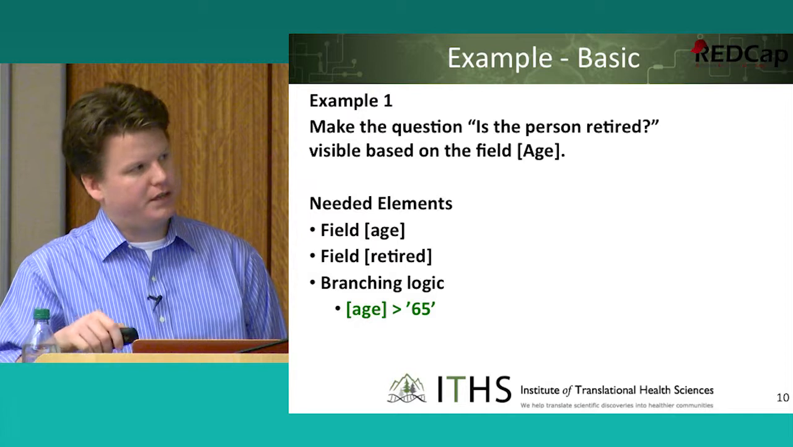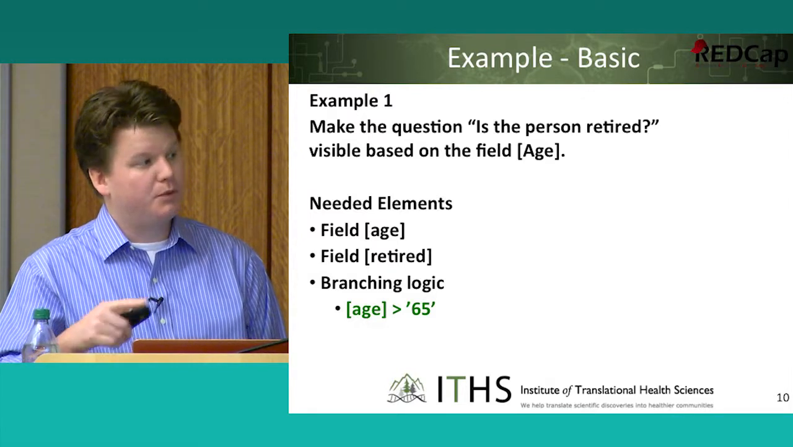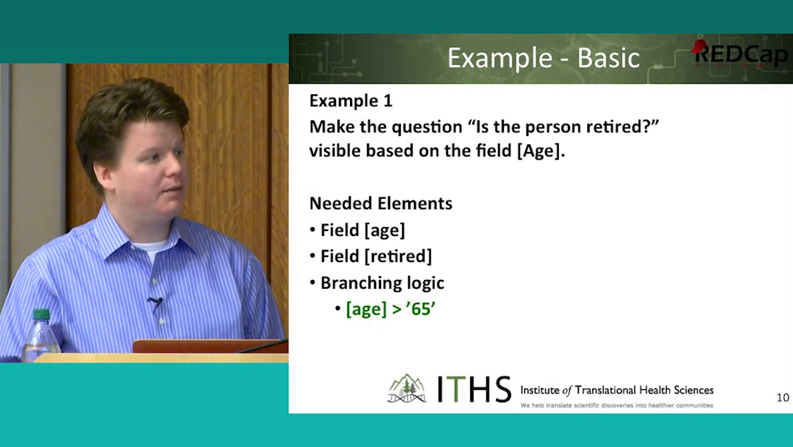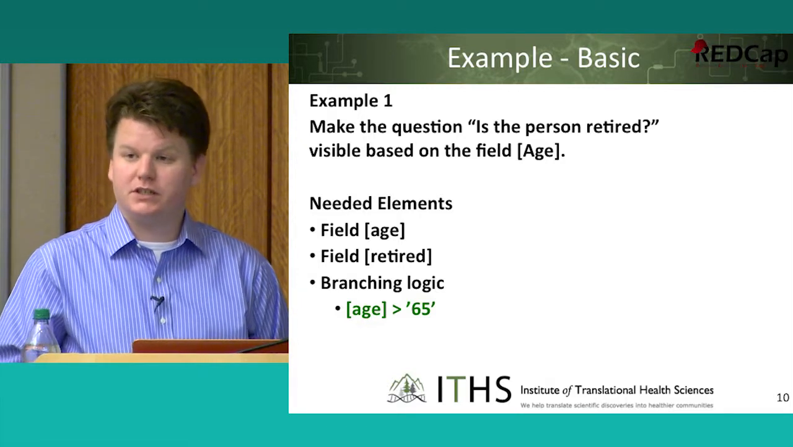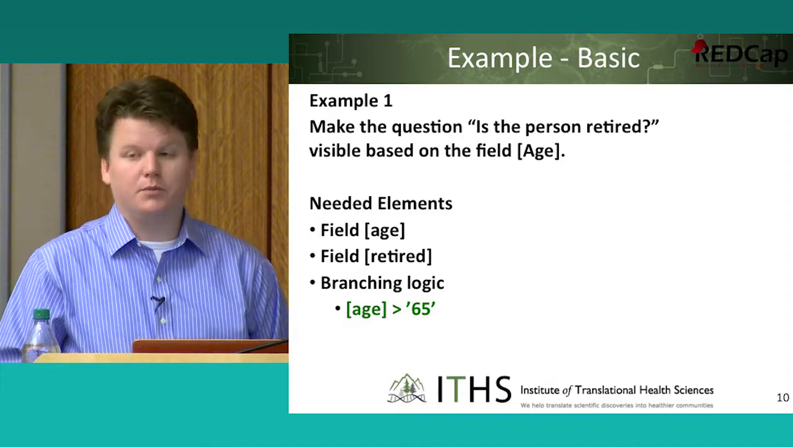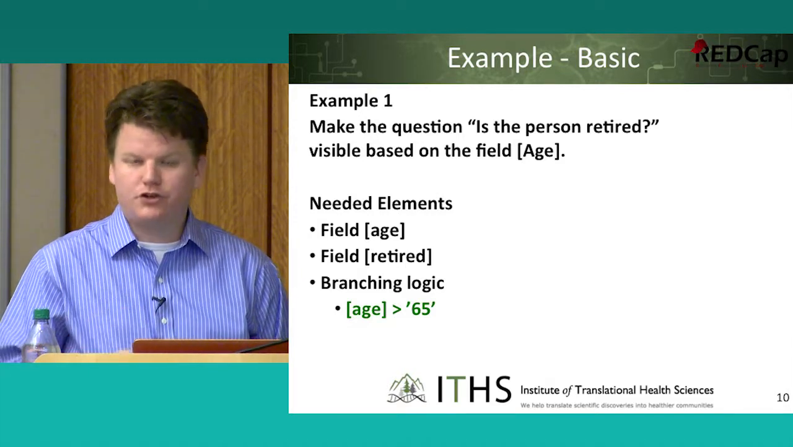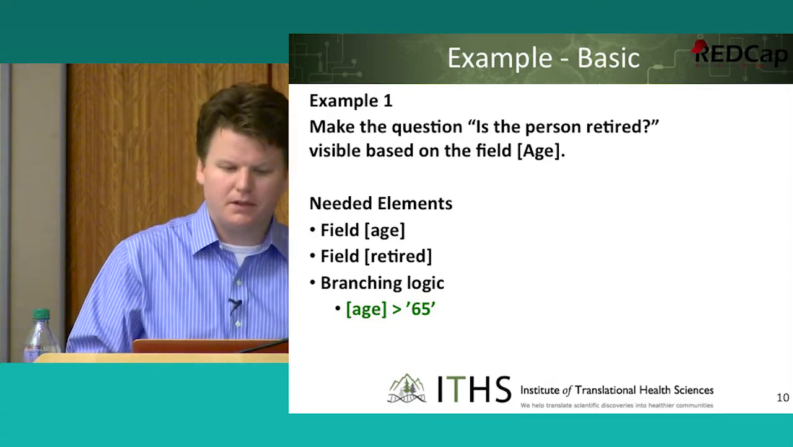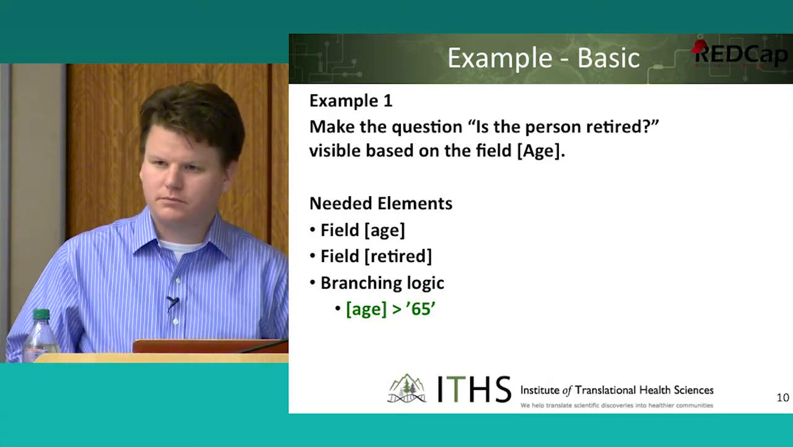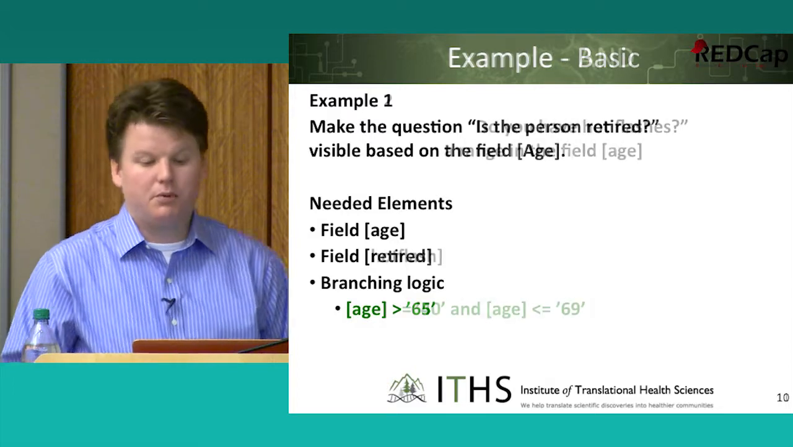The branching logic in the field retired would be age between brackets, because that's the variable name, is bigger than 65. So as long as the person is 66 or older, this logic will become true. This will show the field, are you retired, yes or no? If you're under 65, it will be hidden. Fairly simple, right? Cool. Example number 2.